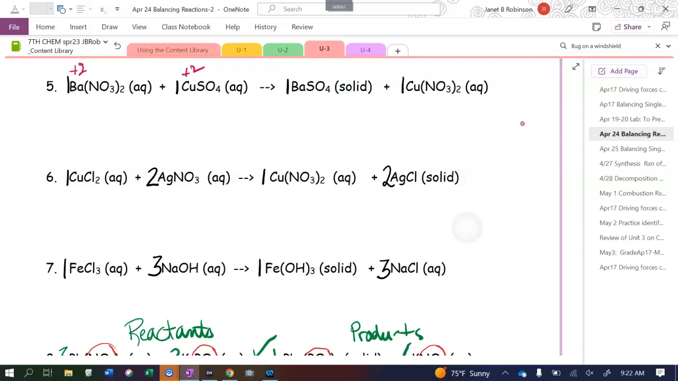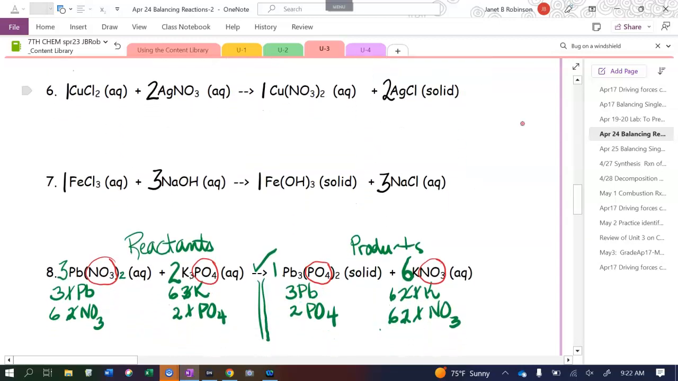On number 6, though, I notice this is +2, the other metal is +1. I know I'm going to have some non-1 coefficients. All right, so I know I'm going to have more of the +1 here. And it turns out the way it's balanced, we end up with 2 ionic compounds of silver nitrate and then 2 silver chloride formed.